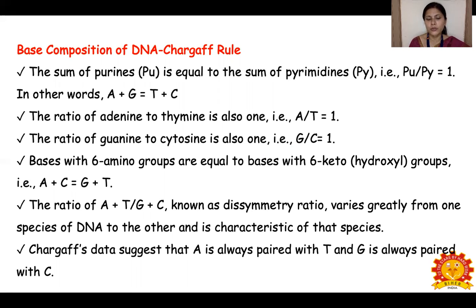Bases with 6 amino groups are equal to the bases with 6 keto or maybe hydroxyl groups, because for keto and hydroxyl, we know that there will be keto-enol tautomerism. So in this context, we can see that A plus C equals G plus T. And the ratio of A plus T by G plus C is also called the dissymmetry ratio. It will vary greatly from one species to another species, and it is also characteristic for a particular species. Chargaff's data suggests that A is always paired with T and G is always paired with C. So that's how the base composition follows all these 6 rules.